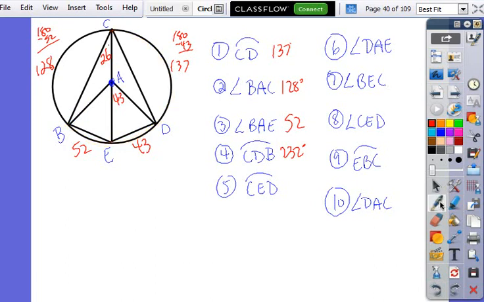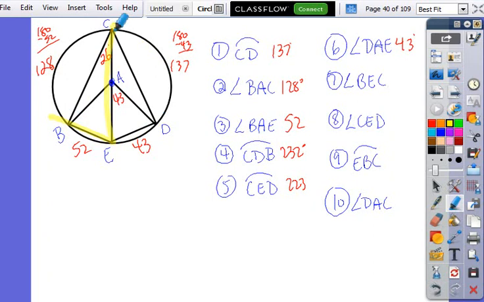CED, same process. I need everything except the 137. So I'll do 360 minus that and get 223. Angle DAE, so I'm there. Matches the 43 because that's a central. Angle BEC. So BEC is here. What kind of angle?